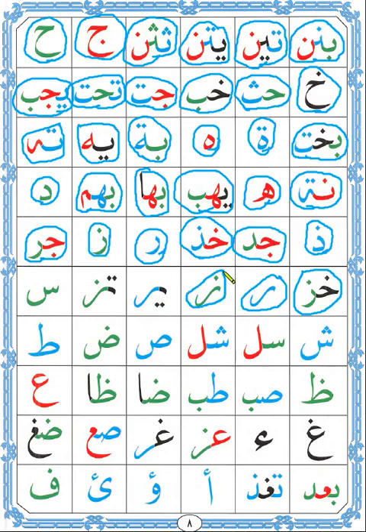Zain. Ya ra. Ta. Zain. So it's the letter T and the letter zebra.